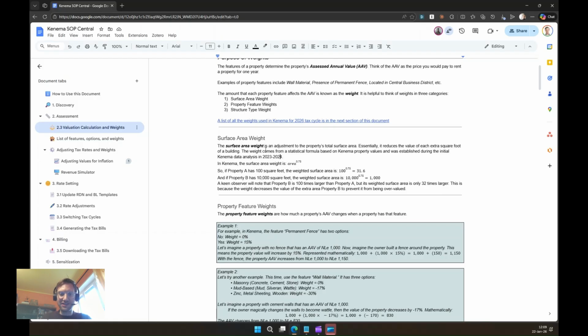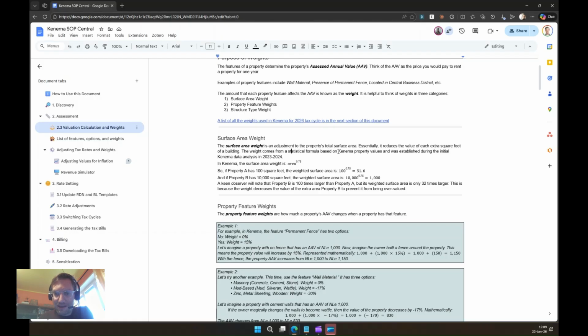What this does is this is a weight that reduces the value of each extra square foot you add on to a building. And this is based on a statistical formula that was done on each city's data when we worked with the valuers to estimate the values of the properties and set up the valuation formula. So Kenema has a weight of 0.75. McKinney also has a weight of 0.75. Freetown has a weight of 0.5. So Freetown is slightly different than the other cities.